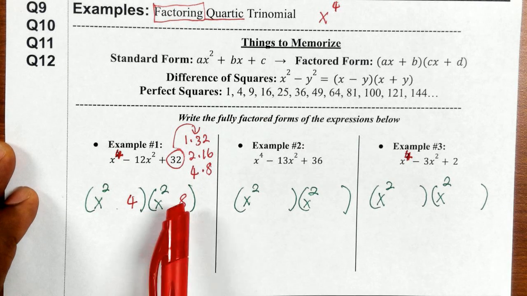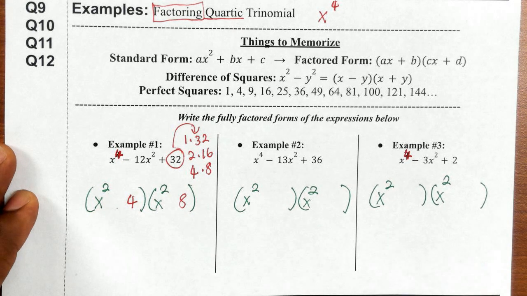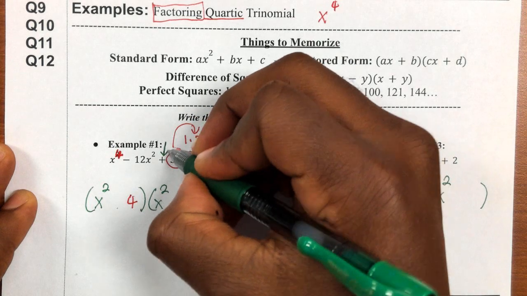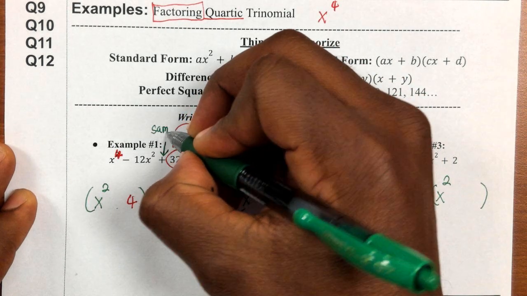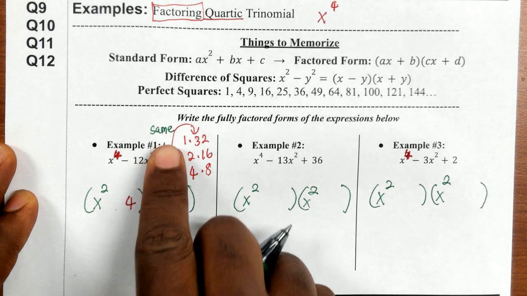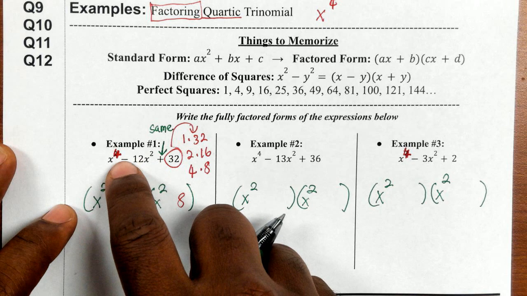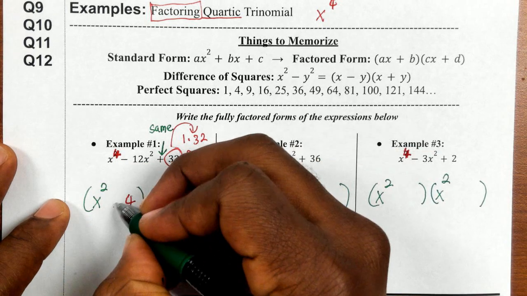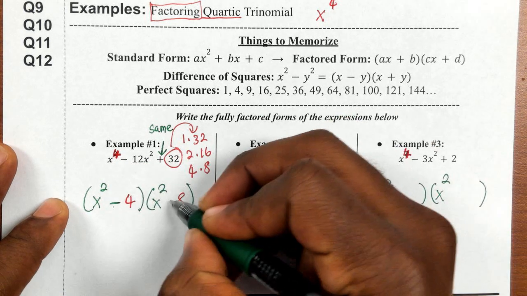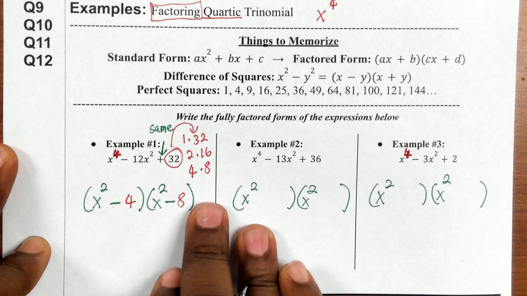Does it matter where I put the numbers? No. What matters is the signs. And anytime you see a positive here, you think about same signs. And whatever this is, that's the same sign we need. So to get a negative 12, I would need a negative 4 and a negative 8. Normally, this would be it.